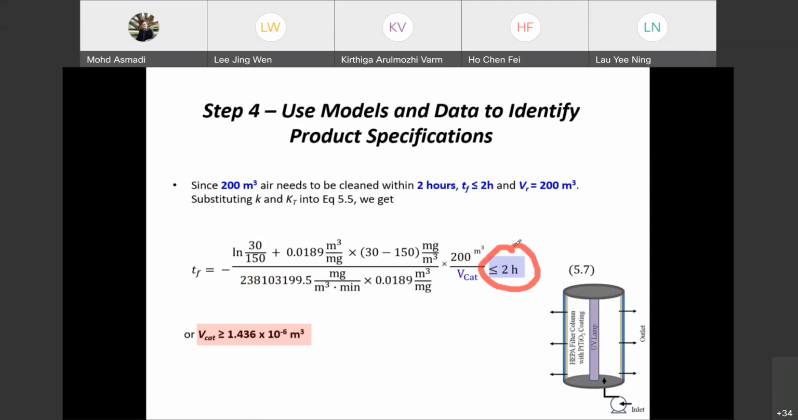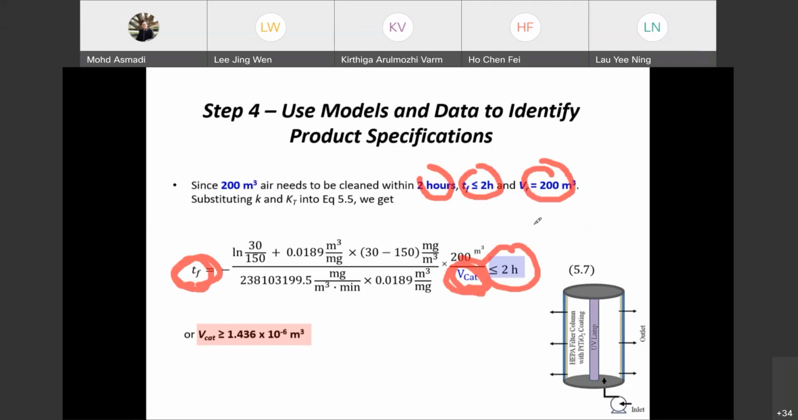Okay, TF must be below 2 hours. VR is the room volume, so 2000 cubic meters. So we can get TF, and TF is below the limit. So what we have to calculate is V of the catalyst.